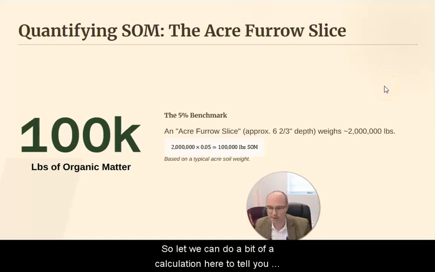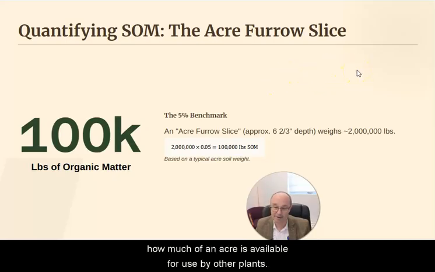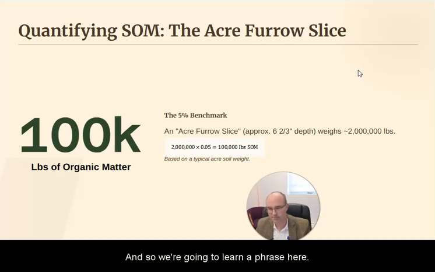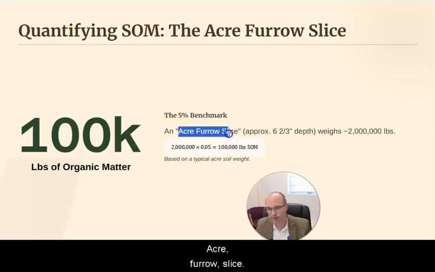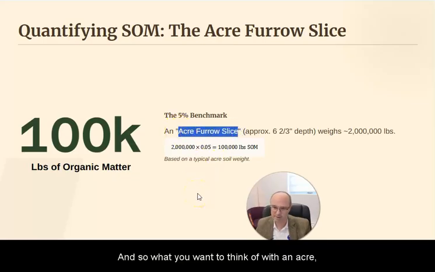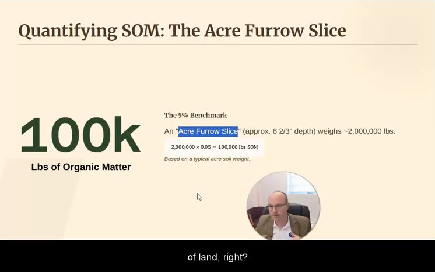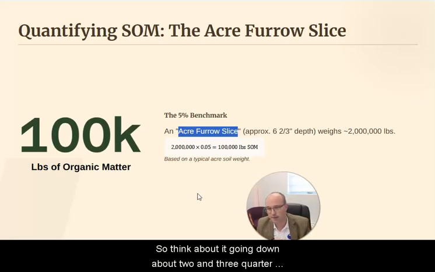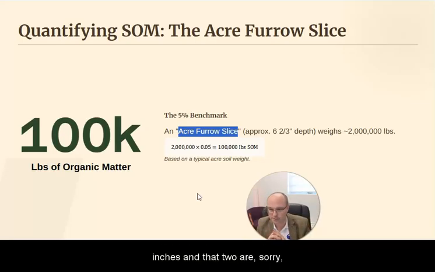So we can do a bit of a calculation here to tell you how much of an acre is available for use by other plants. We're going to learn a phrase here: acre, furrow, slice. With an acre, you want to think of a square piece of land. That soil has a depth to it, so it's a three-dimensional object. Think about it going down about 6 3/4 inches.